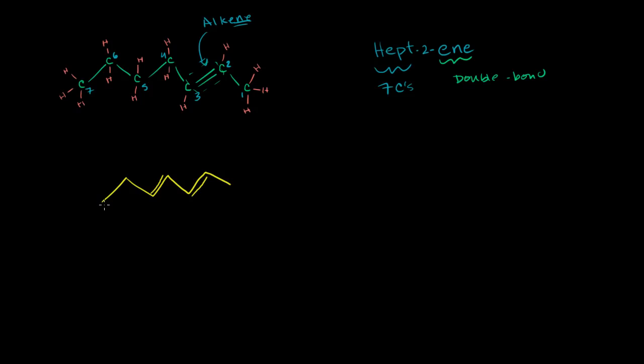Well, once again, we have 7 carbons. 1, 2, 3, 4, 5, 6, 7. So we're still going to have a hept here. And it's still going to be an alkene. So we put our ene here. But we start numbering once again closest to the closest double bond. So 1, 2, 3, 4, 5, 6, 7. But now we have a double bond starting at 2 to 3. So it'd be hept 2. And we also have another double bond starting from 4 and going to 5. So hept-2,4-ene. That's what this molecule right there is.